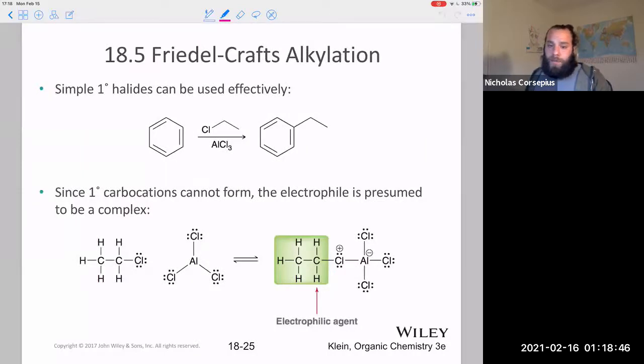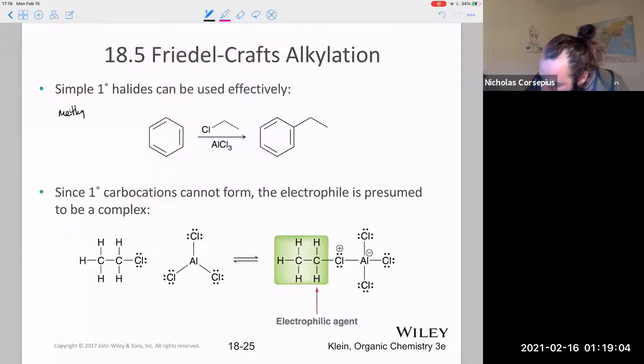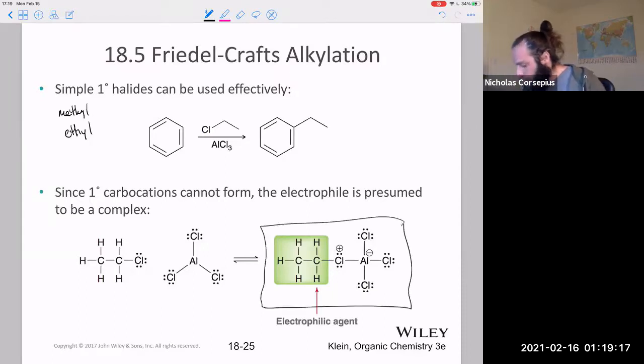So this works best by far with secondary and tertiary alkyl halides because they form those more stable carbocations. If you're using a simple primary alkyl halide, and by simple, I mean specifically either methyl or ethyl, you can get away with it. Although we considered that we don't really think of primary carbocations as something that will form. So we think of this whole complex now as being the electrophilic species in these reactions, right? So basically it doesn't break off and form a carbocation.